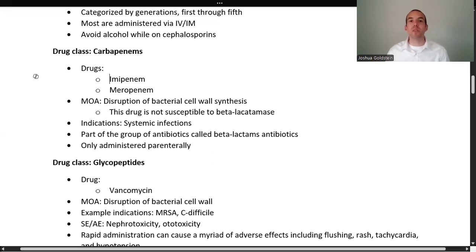What do we use this for? We use this for systemic infections. This is the IV medication. It's a very powerful antibiotic. This isn't for your everyday stuff. We use this a lot in the hospital for patients that are having severe infections.